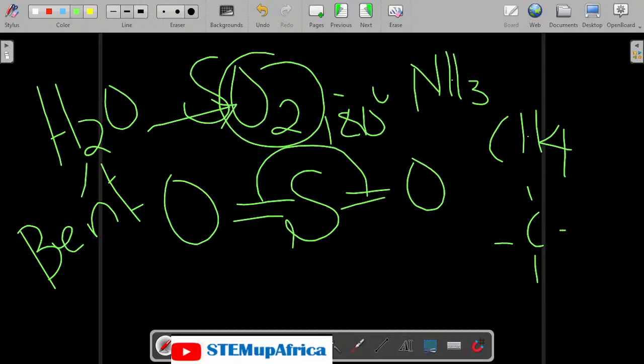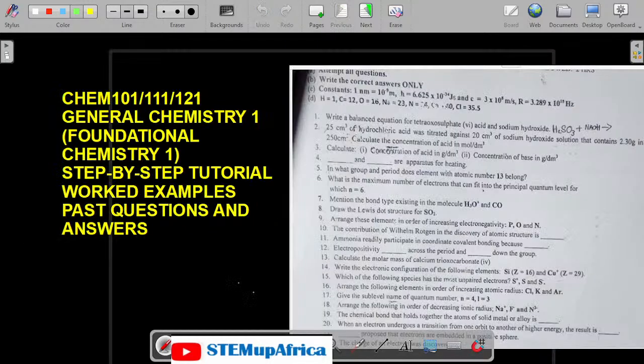So take notes. CH4 is tetrahedral. For NH3, such as ammonia or anyone that has NH3, it is trigonal pyramidal. While the water molecule will undergo bent, while sulfur oxide and carbon oxide will undergo a linear shape. So that is the answer to that question.